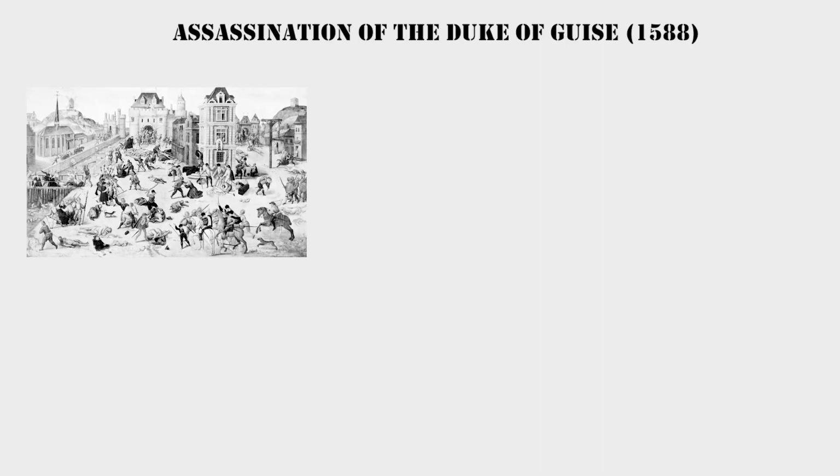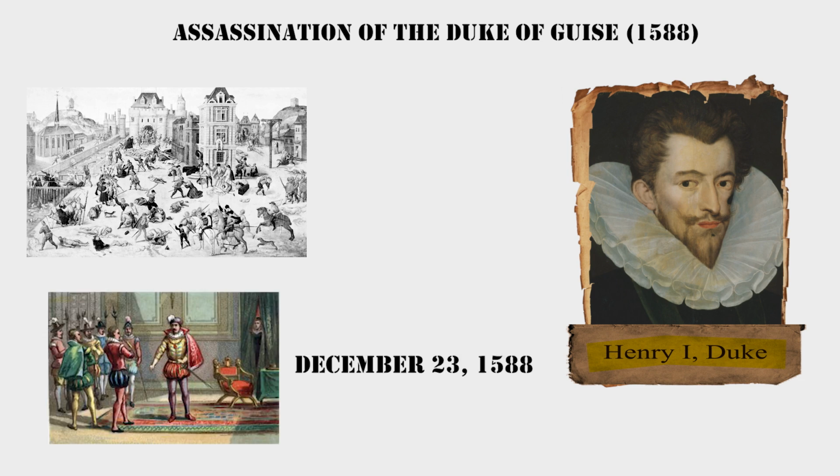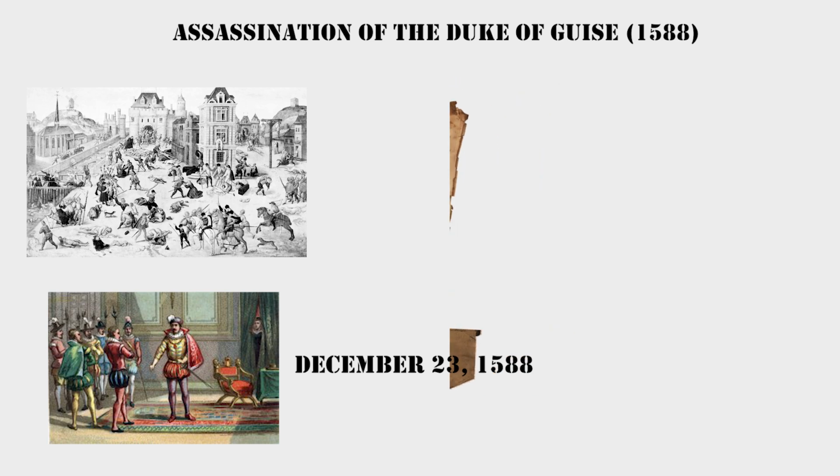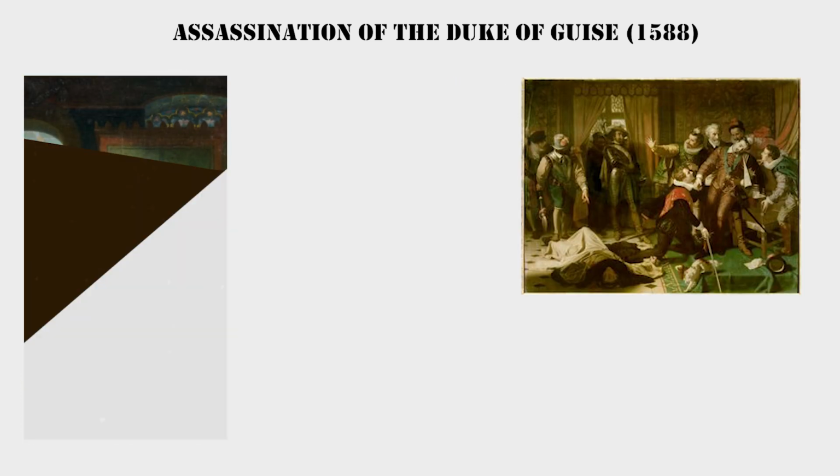6. Assassination of the Duke of Guise, 1588. During the French Wars of Religion, Henry I, Duke of Guise, leader of the powerful Catholic League, was summoned to a royal meeting in Blois on December 23, 1588. There, King Henry III had him assassinated, fearing his influence and potential coup.